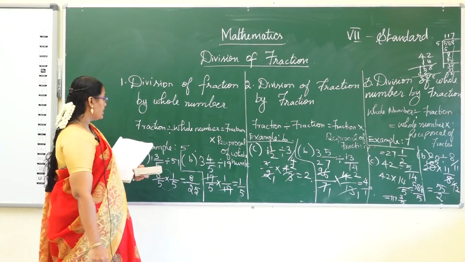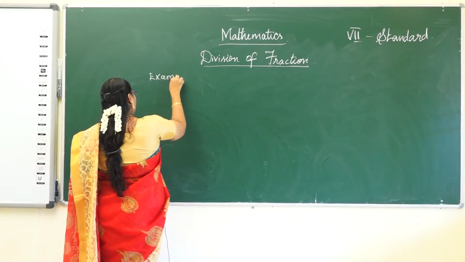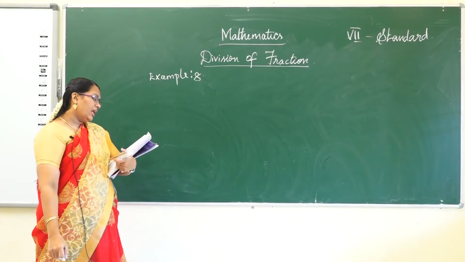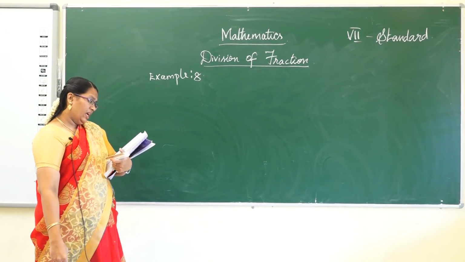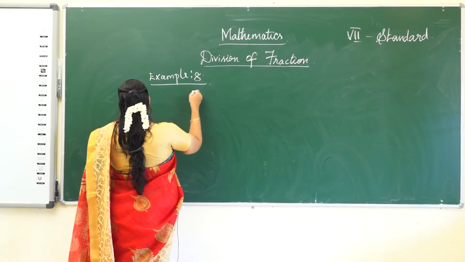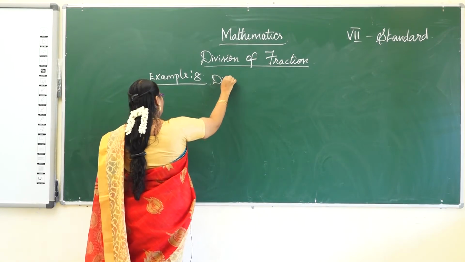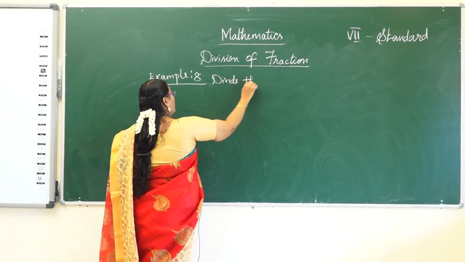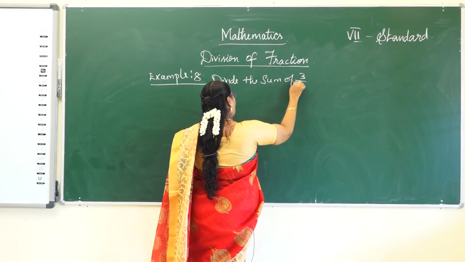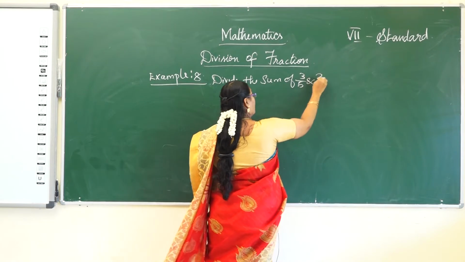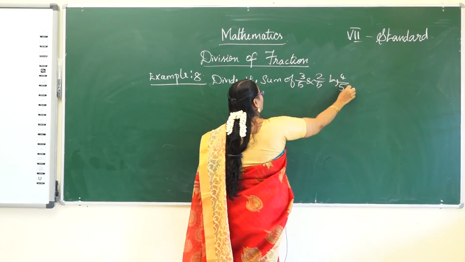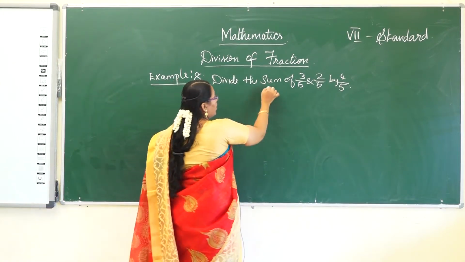Now see the next example, example 8. Divide the sum of 3 by 5 and 2 by 5 by 4 by 5. Read the question well. Divide the sum of the values 3 by 5 and 2 by 5 by 4 by 5. So read carefully: the sum of these two values.